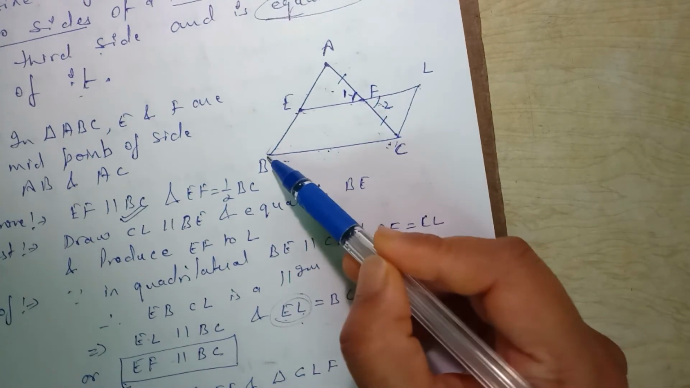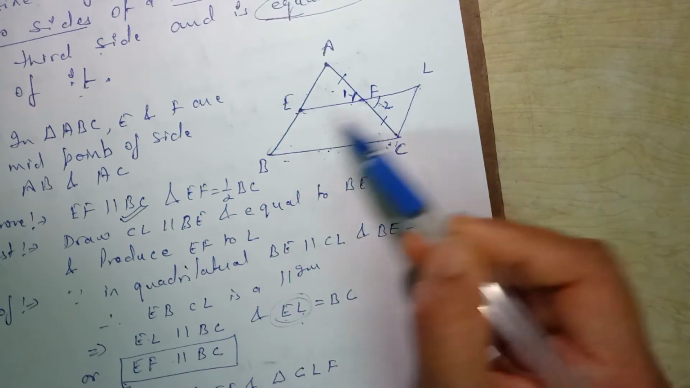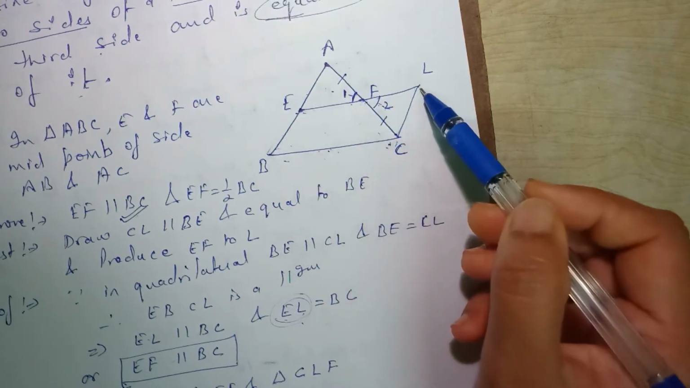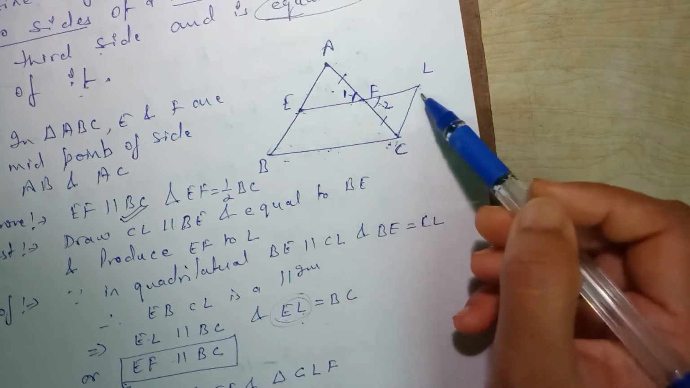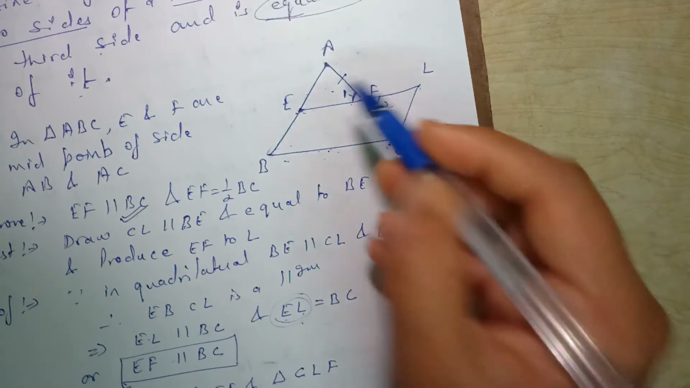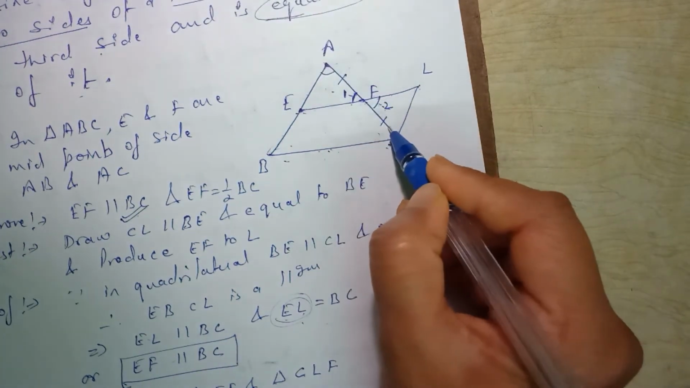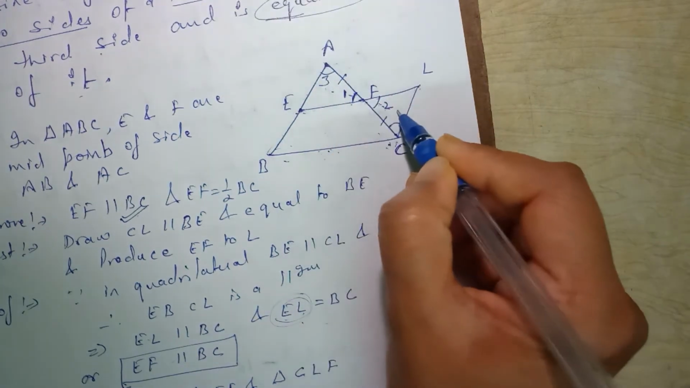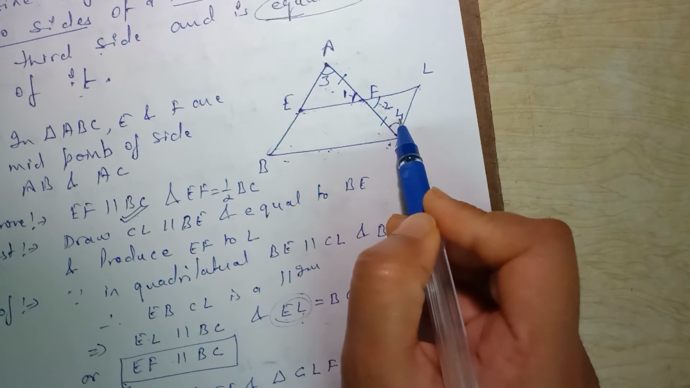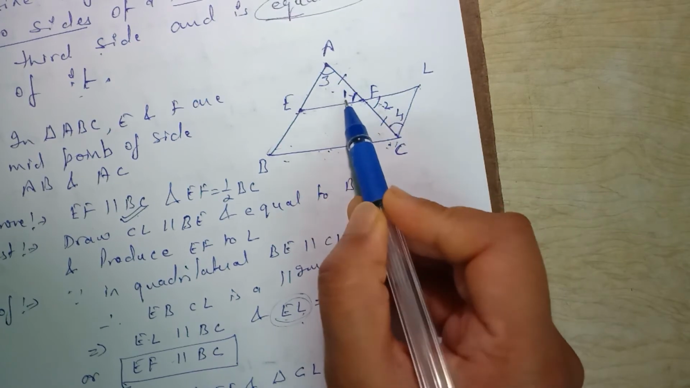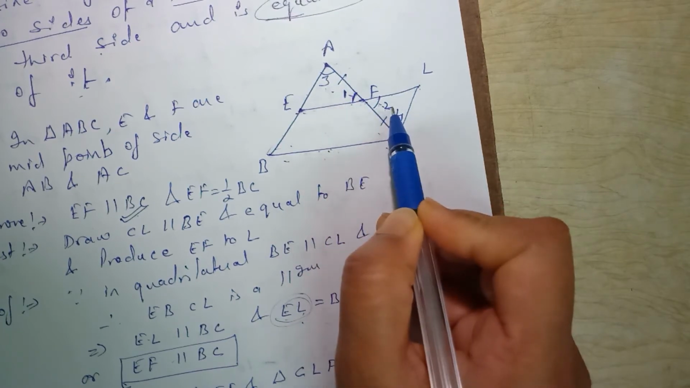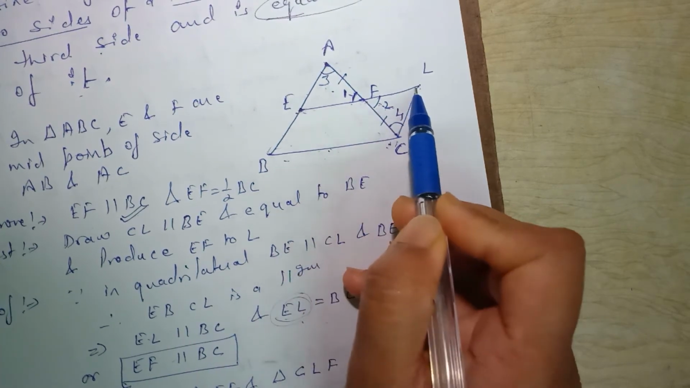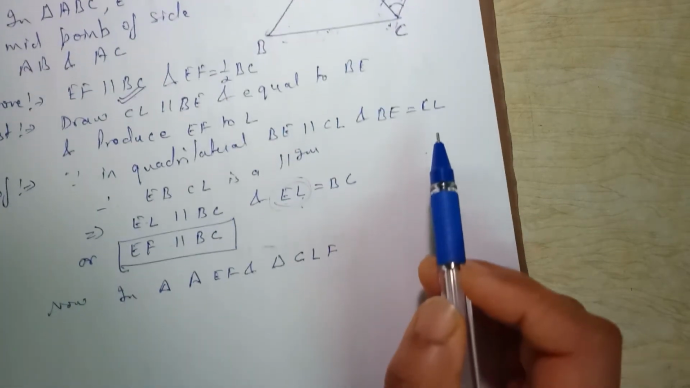Now by construction we have written BE parallel to CL. If BE is parallel to CL, then this complete line BA is also parallel to CL. And if these two lines are parallel and this is a transversal, then these two angles, which are alternate interior angles, are also equal. So angle 3 is equal to angle 4. So by angle side angle we can say both the triangles are congruent, and if both the triangles are congruent, then EF is equal to FL, which is required.